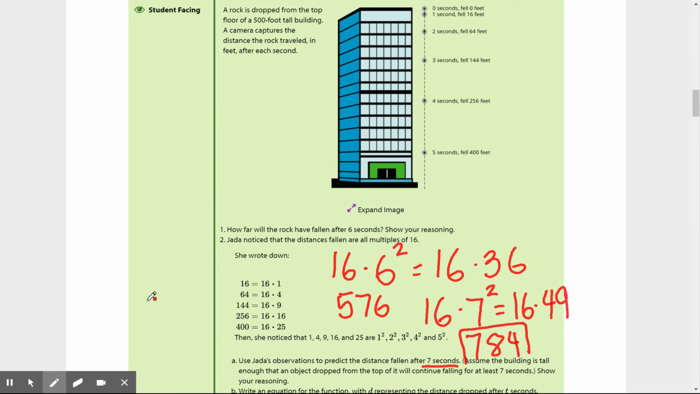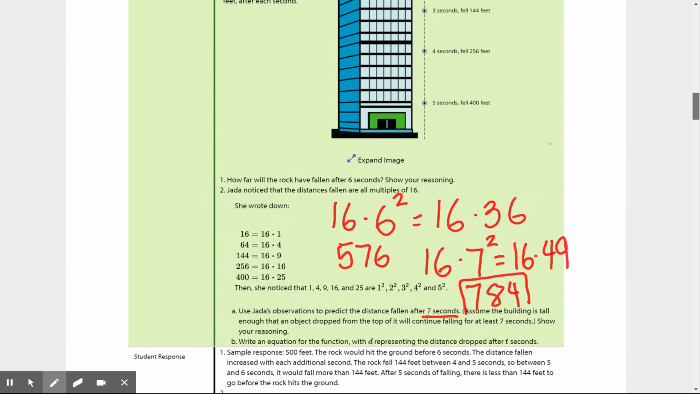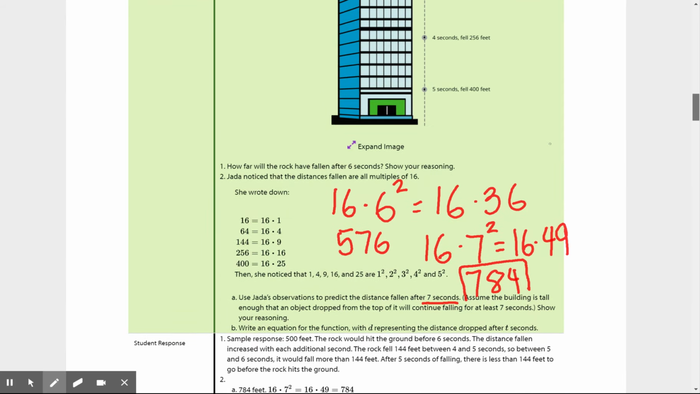So then B says, write an equation. Well, actually, let's check. Okay, so there we go. 784, see? 16 times 7 squared equals 16 times 49. Cool. Now it says, write an equation for the function with D representing the distance dropped after t seconds.